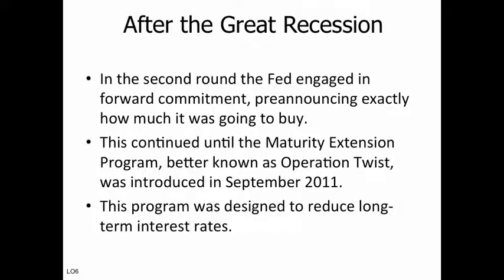And this continued until what's called the Maturity Extension Program, or also called Operation Twist, that was introduced in September of 2011. And under that program, the Fed pre-announced that by the end of 2012, so over a year away, they would purchase $677 billion in long-term government bonds, while simultaneously selling an equivalent dollar amount of short-term government bonds. The motivation of the Fed from this was to increase investment and consumption by reducing long-term interest rates.